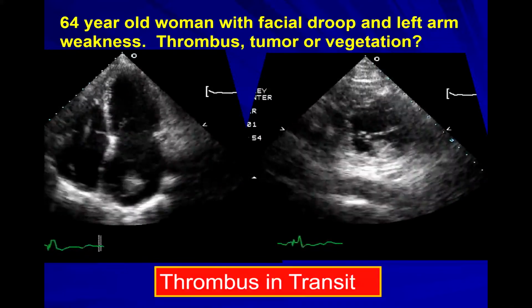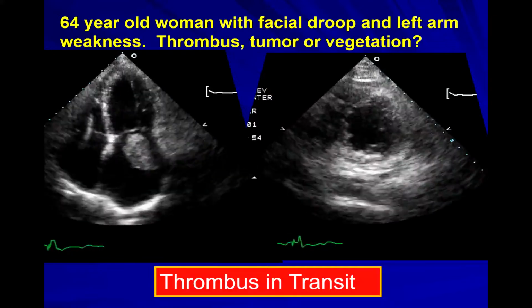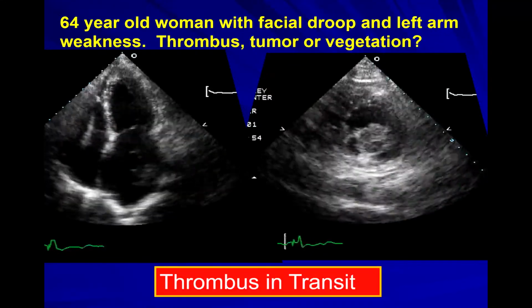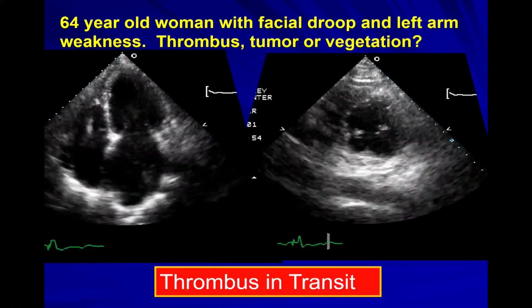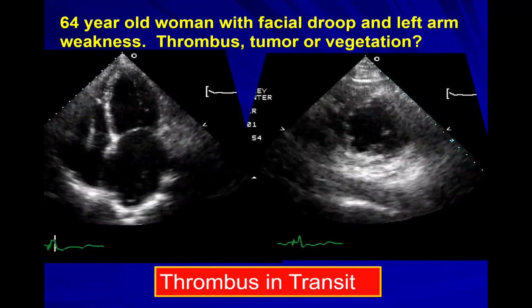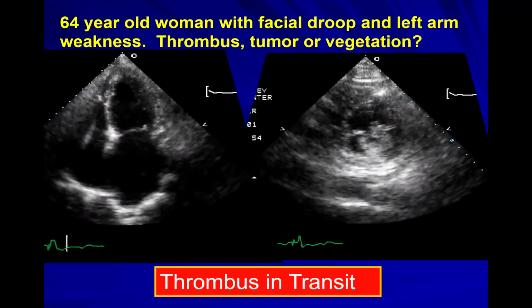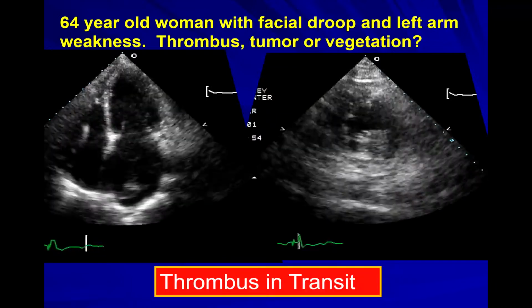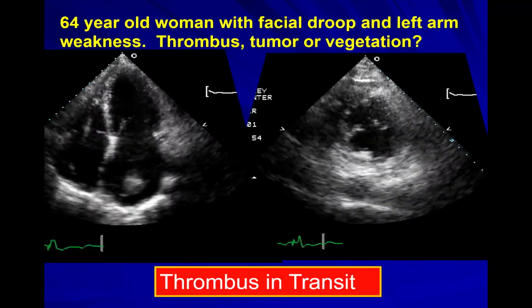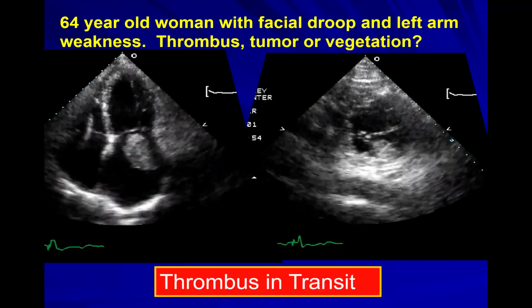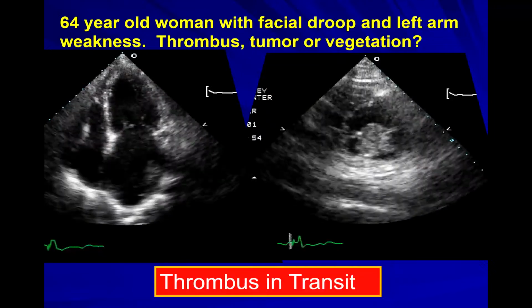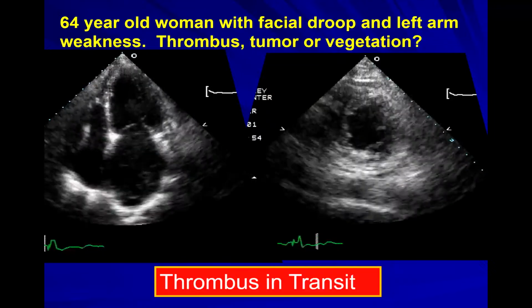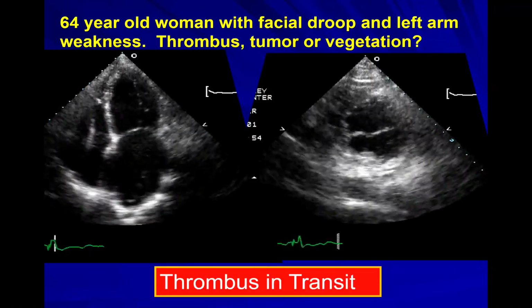So this becomes a surgical emergency because she's already had one stroke. This is a huge thrombus. It's in transit. It's on its way. So you need to get it before it ends up in her brain. And that's exactly what happened in this particular case. The surgeon went in, took out that huge mass, was a thrombus, just like we thought, and the patient did well. The patient eventually had full neurologic recovery.